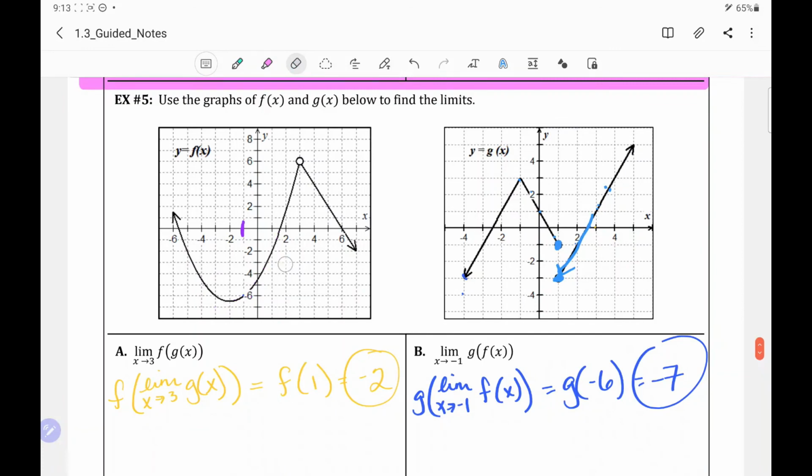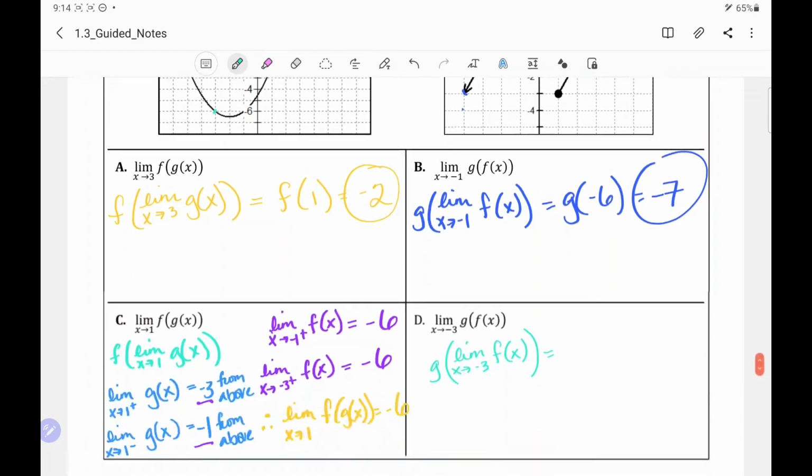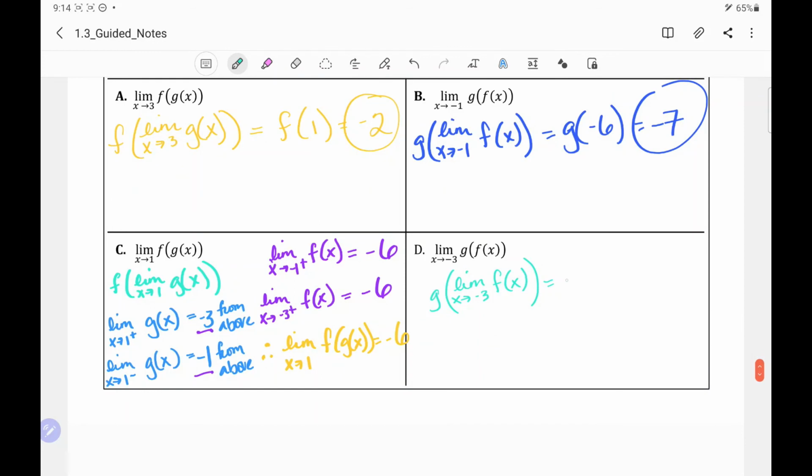I've got all this writing on our graphs. Let me remove this. So we're coming to -3, and we already said before that this is -6. So we have g of -6, which we actually have written right up here. Look, we already know it's -7. G of -6 is -7, and that is the last problem on this note section.